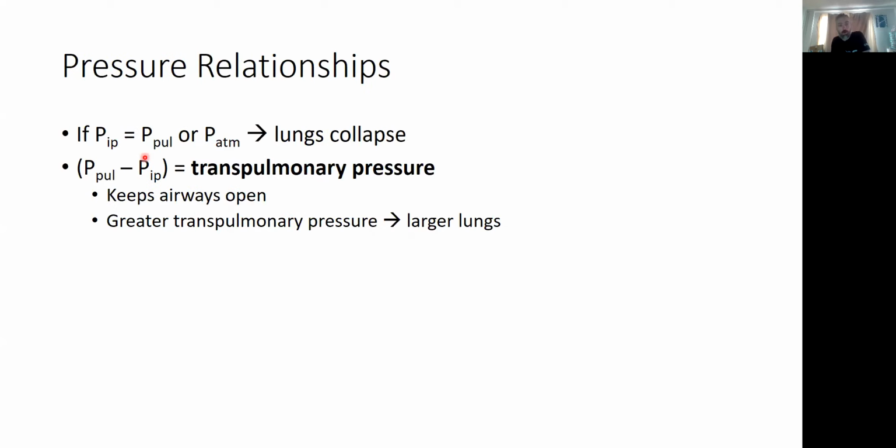So therefore, if we go back and think about this, if this intrapleural pressure is ever equal to pulmonary pressure, intrapulmonary pressure, or atmospheric pressure, your lungs will collapse. Everything else, as long as it's below that, we're going to keep that airway open and we're going to be happy.